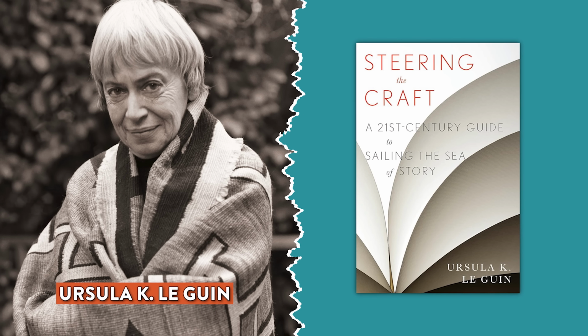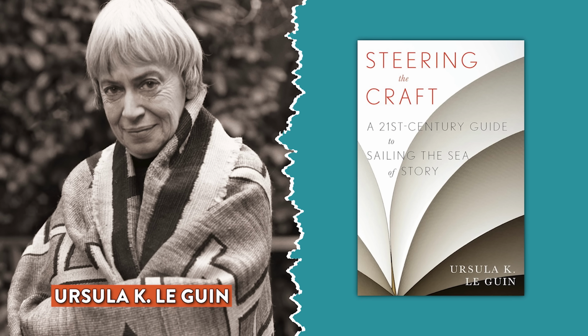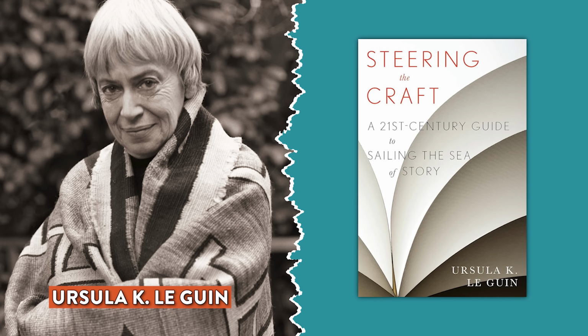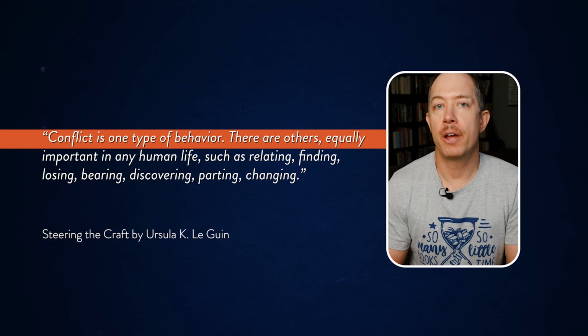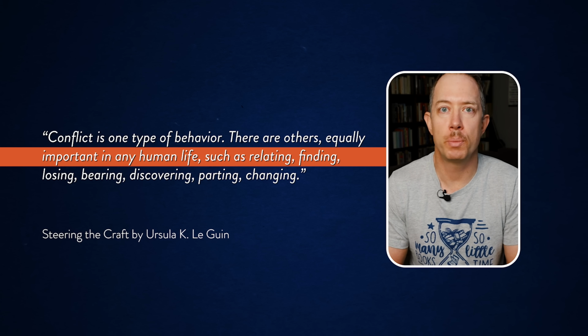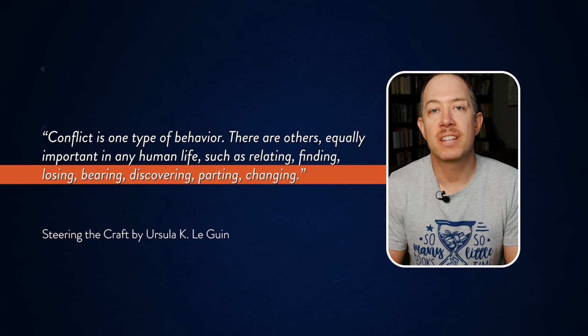Ursula Le Guin actually has a wonderful craft book for writers called Steering the Craft. I would recommend that you check it out. And in Steering the Craft, she writes, "Conflict is one type of behavior. There are others equally important in any human life, such as relating, finding, losing, bearing, discovering, parting, changing." So Le Guin is pointing out that you can't only have conflict in a story. You have to capture the other parts of human existence as well, or else your story will seem lopsided.